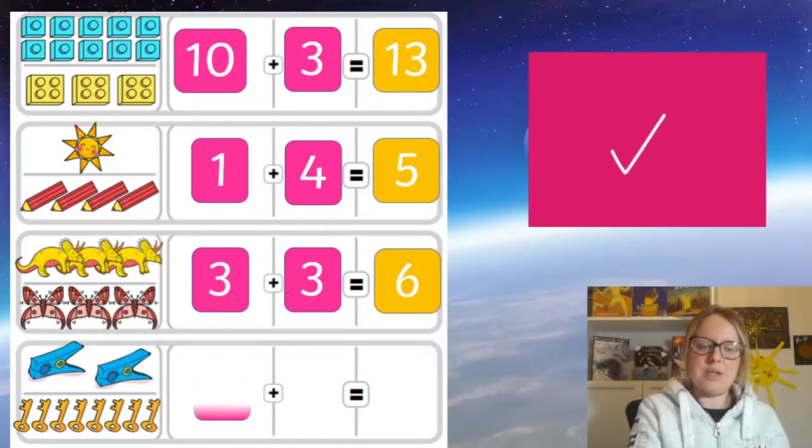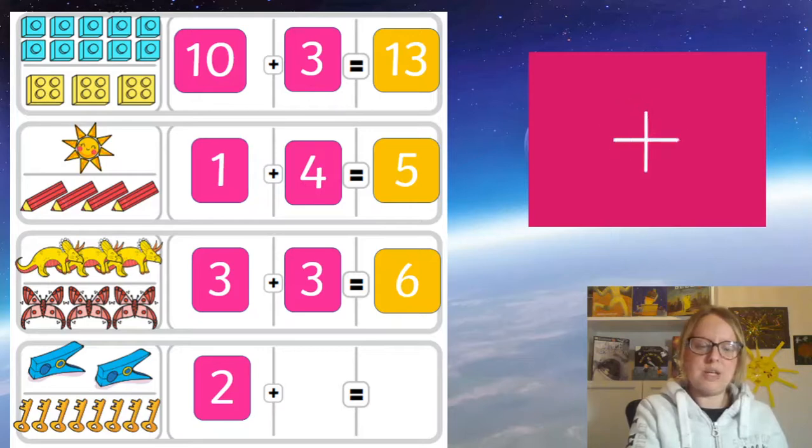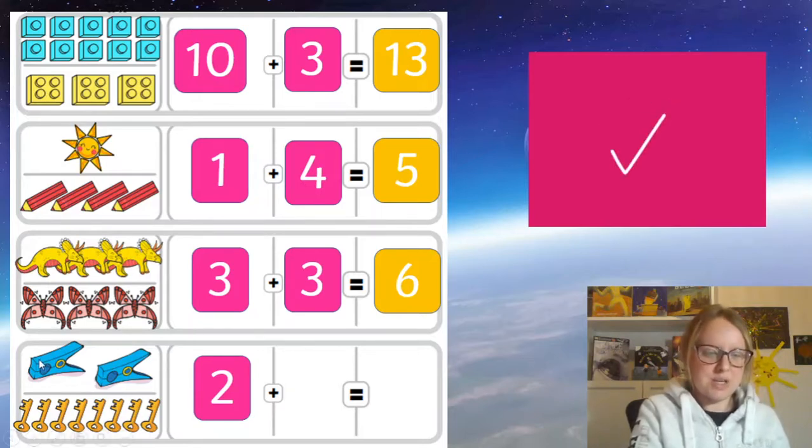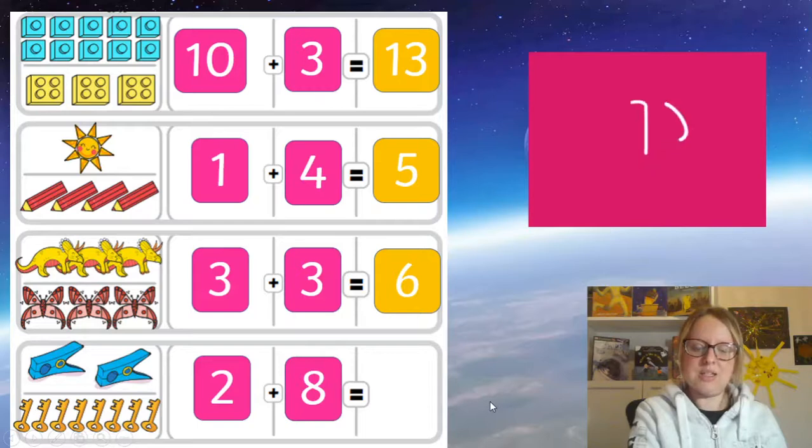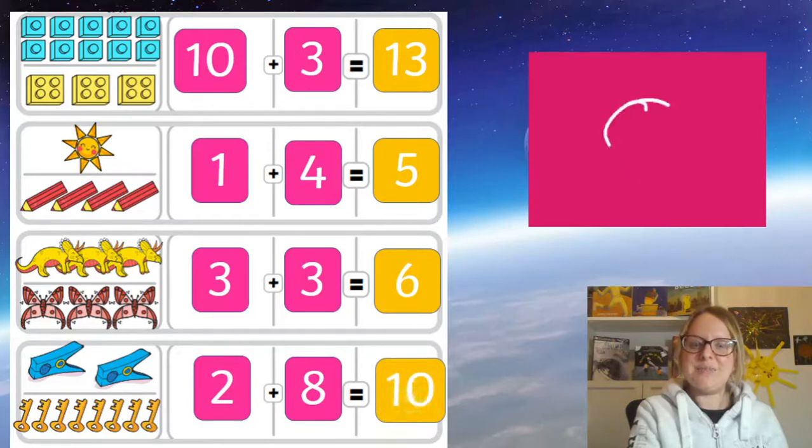So hopefully you counted 2 pegs really quickly. And let's see how many keys we've got. 1, 2, 3, 4, 5, 6, 7, 8. 2 plus 8 equals. Now if you're really good at your number bonds to 10, you would know straight away that 2 and 8, or 8 and 2, makes 10.